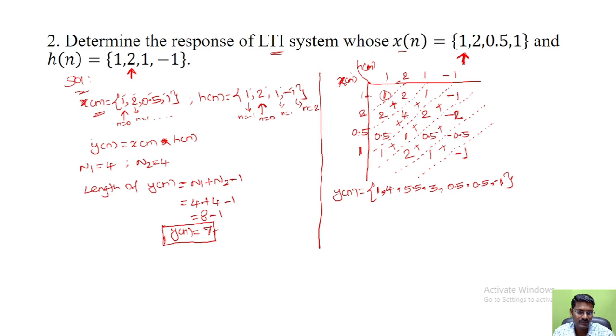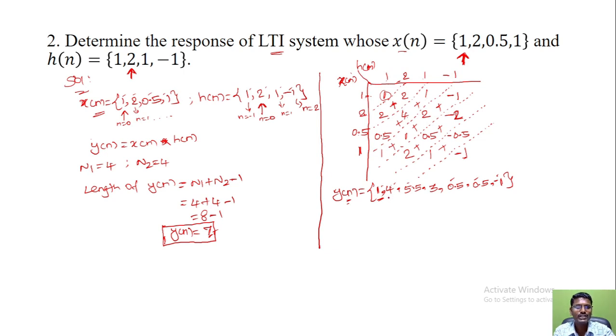So these are the samples of y of n. Totally there are 1, 2, 3, 4, 5, 6, 7. So there are 7 samples in y of n. I have already found that from x of n and h of n, the length of y of n is 7. So I have got 7 discrete samples in the output y of n, right? So this is my answer.